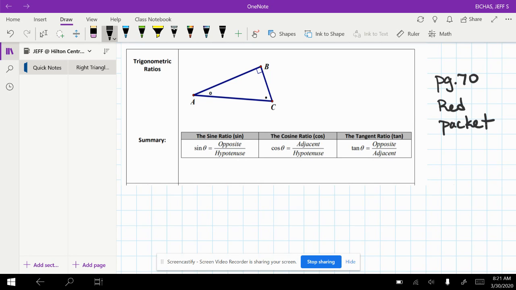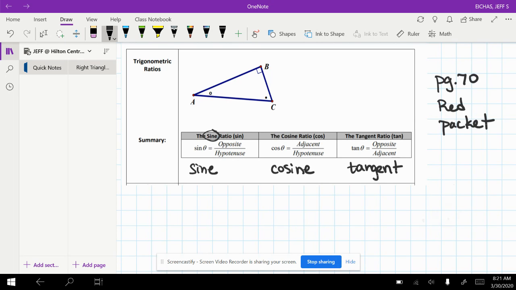So let's fill those in. Now, what you're noticing is from the previous video, we did talk about the idea of sine. So this one is sine, but it gets abbreviated SIN. Then you have cosine, abbreviated with COS, and then of course tangent. Now what does that mean?